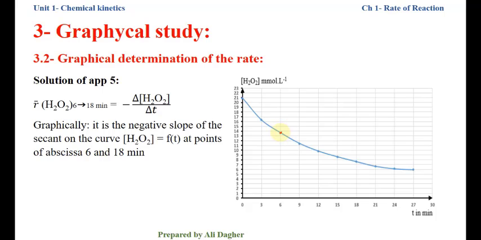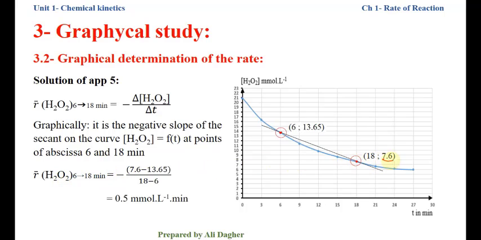We draw a secant on the curve passing through the points 6 and 18, and we determine the coordinates of these 2 points. First point: 6, 13.65, and second point: 18, 7.6. Then the average rate equals minus (concentration 2, 7.6, minus concentration 1, 13.65) over (t2, 18, minus t1, 6), which equals 0.5 millimole per liter per minute.